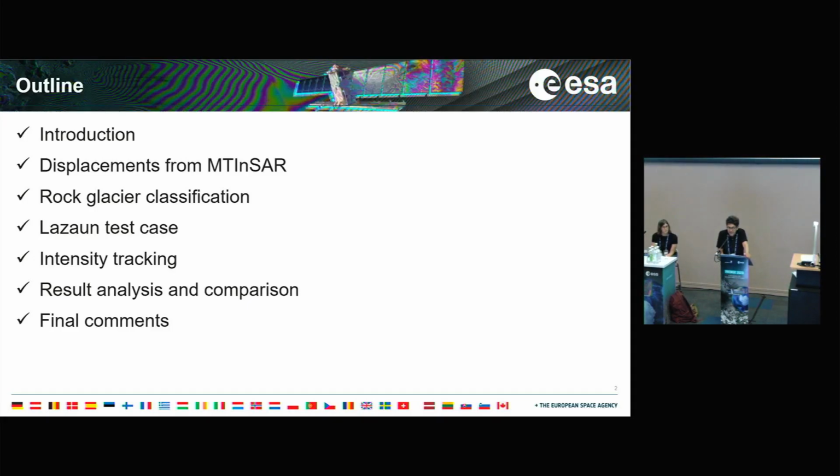So this is the outline of my presentation. First, I will briefly introduce the problem, then I will present some results coming from multitemporal interferometric SAR for deriving displacement. Then classification of rock glacier activity according to these results. Then we focus on a specific rock glacier, the Lazaun test case, where we also performed intensity tracking, and then some results analysis and final comments.